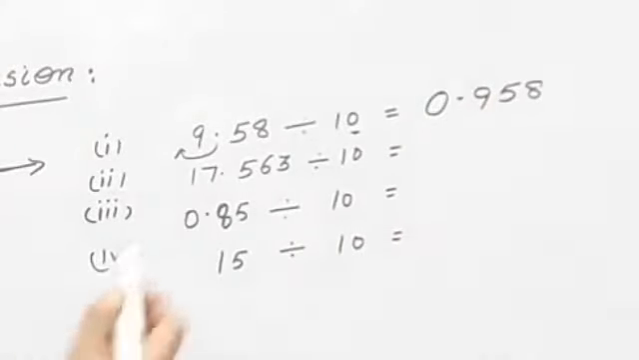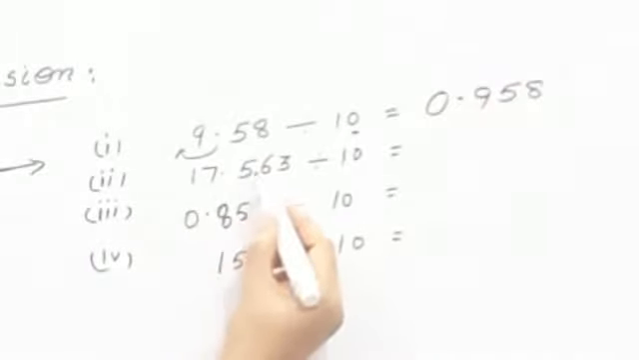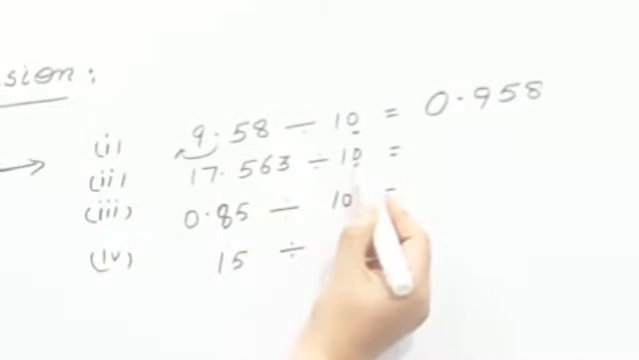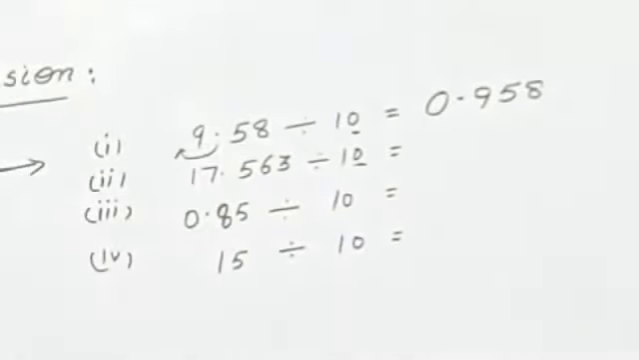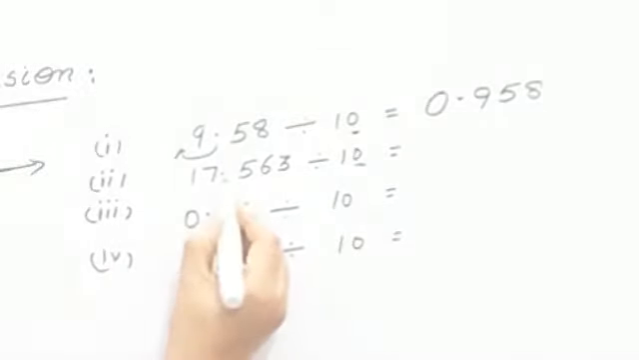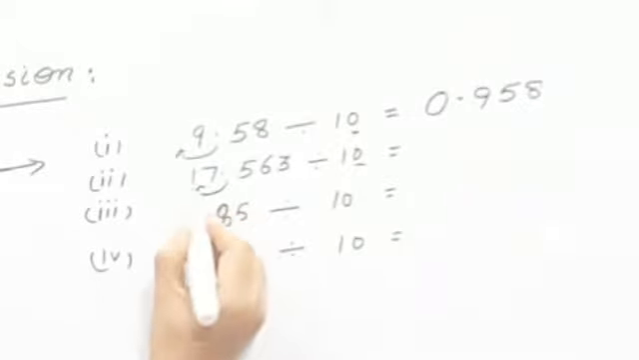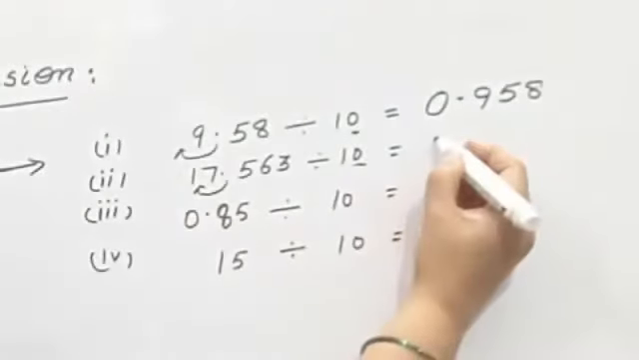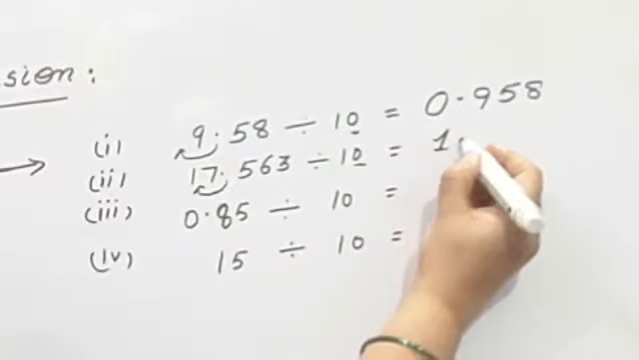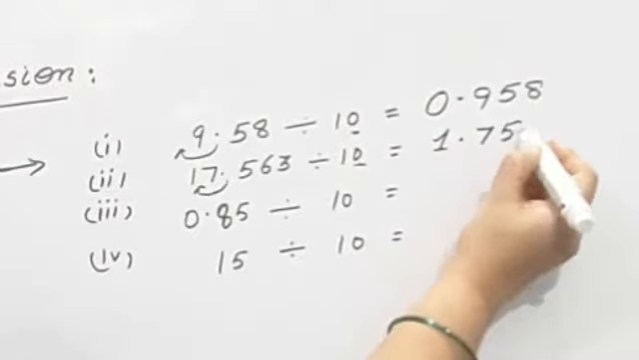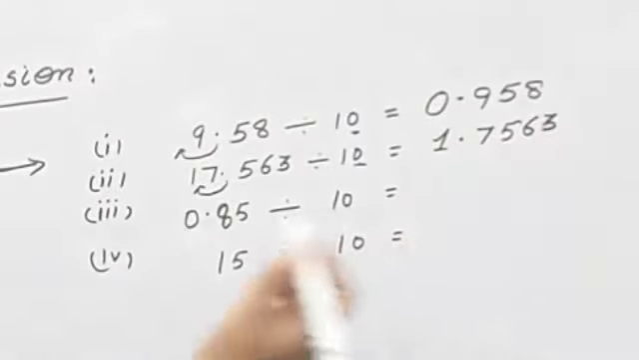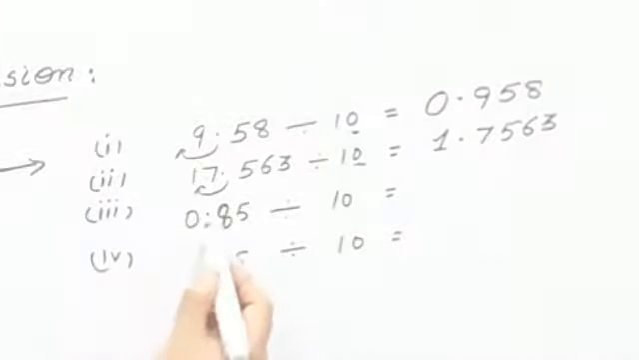Second example, 17.563 divided by 10. Again one 0, so decimal shifts towards left by 1 place. So let us shift this decimal. It comes in between 1 and 7. Hence the quotient is 1.7563. Likewise, let's move on to the next one.